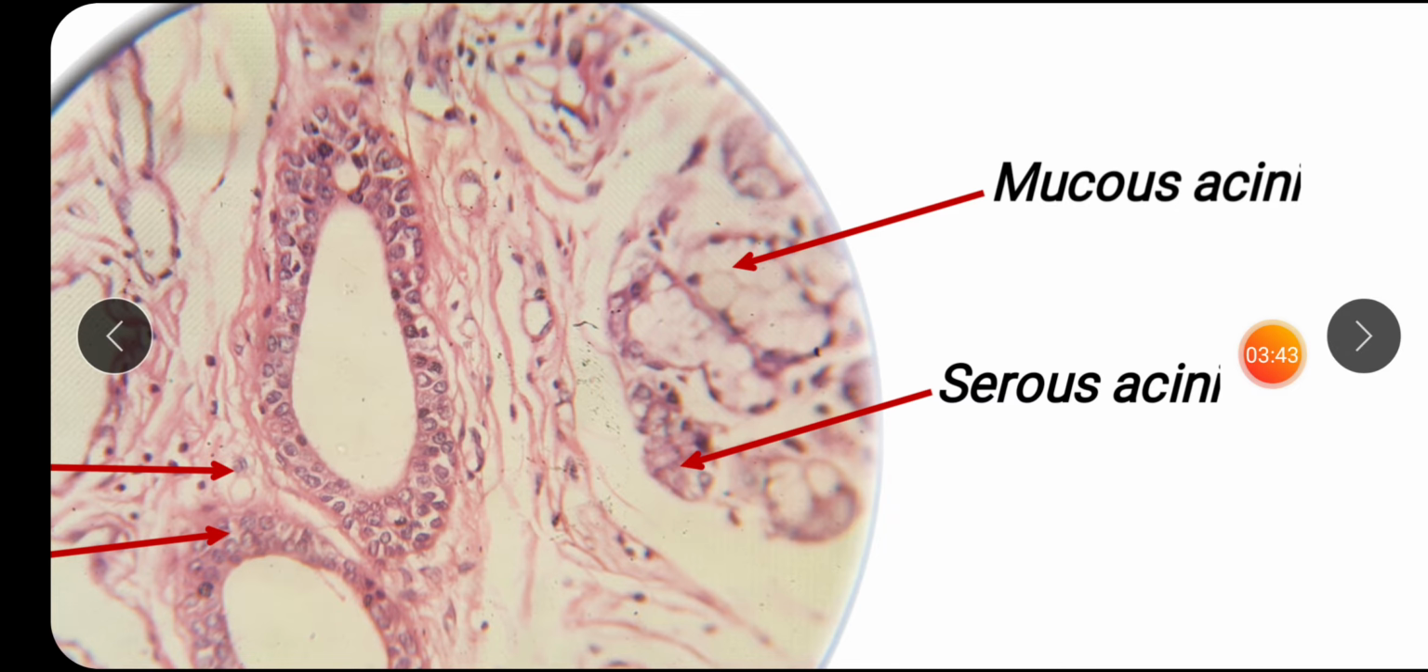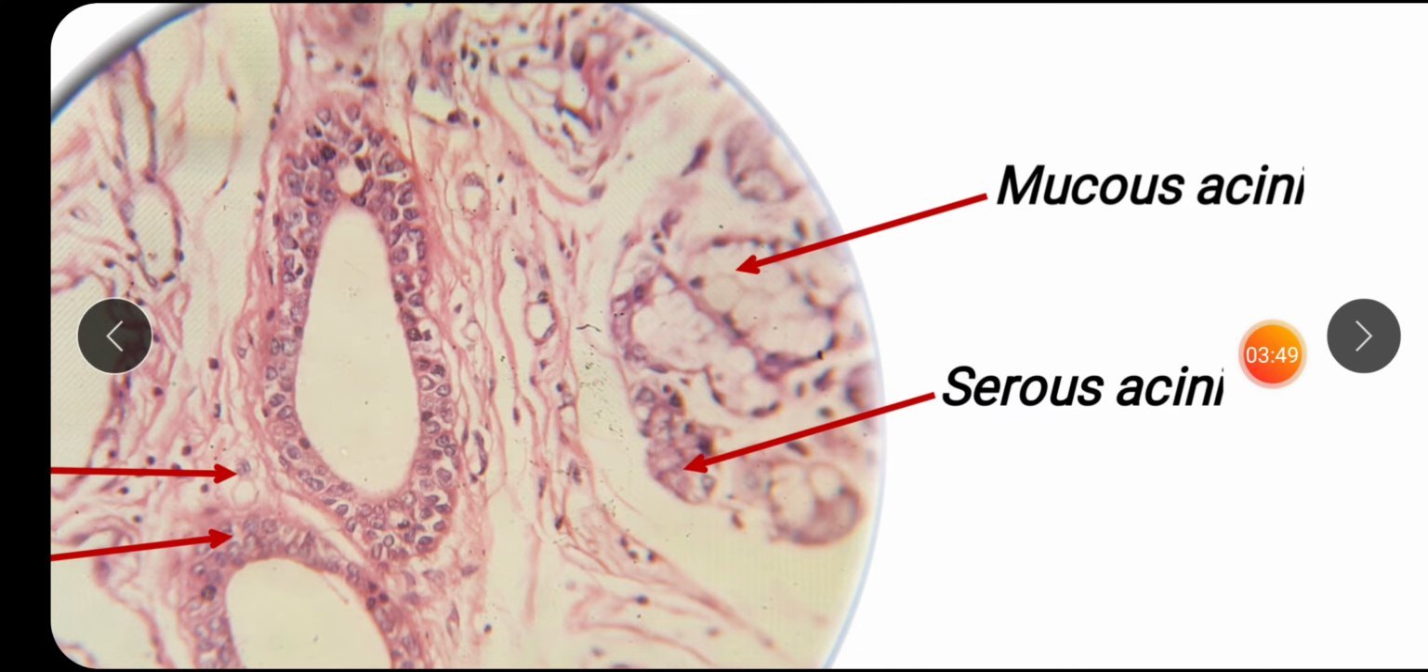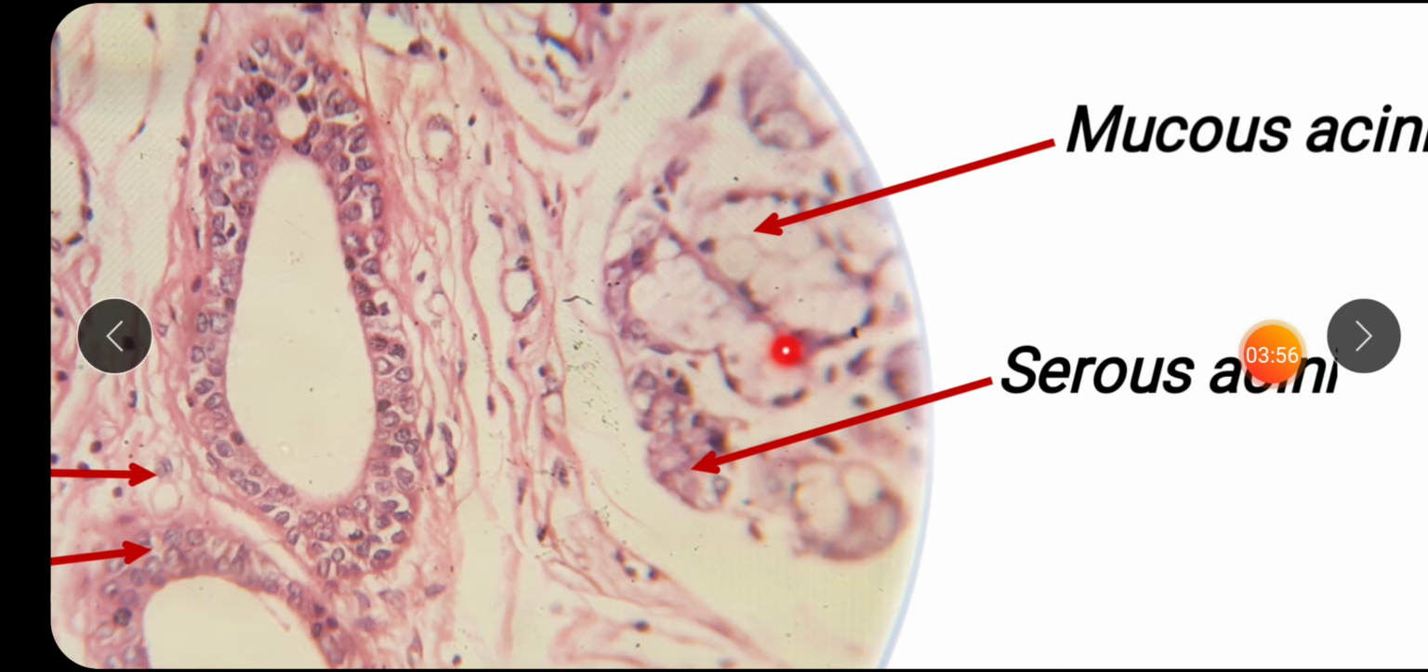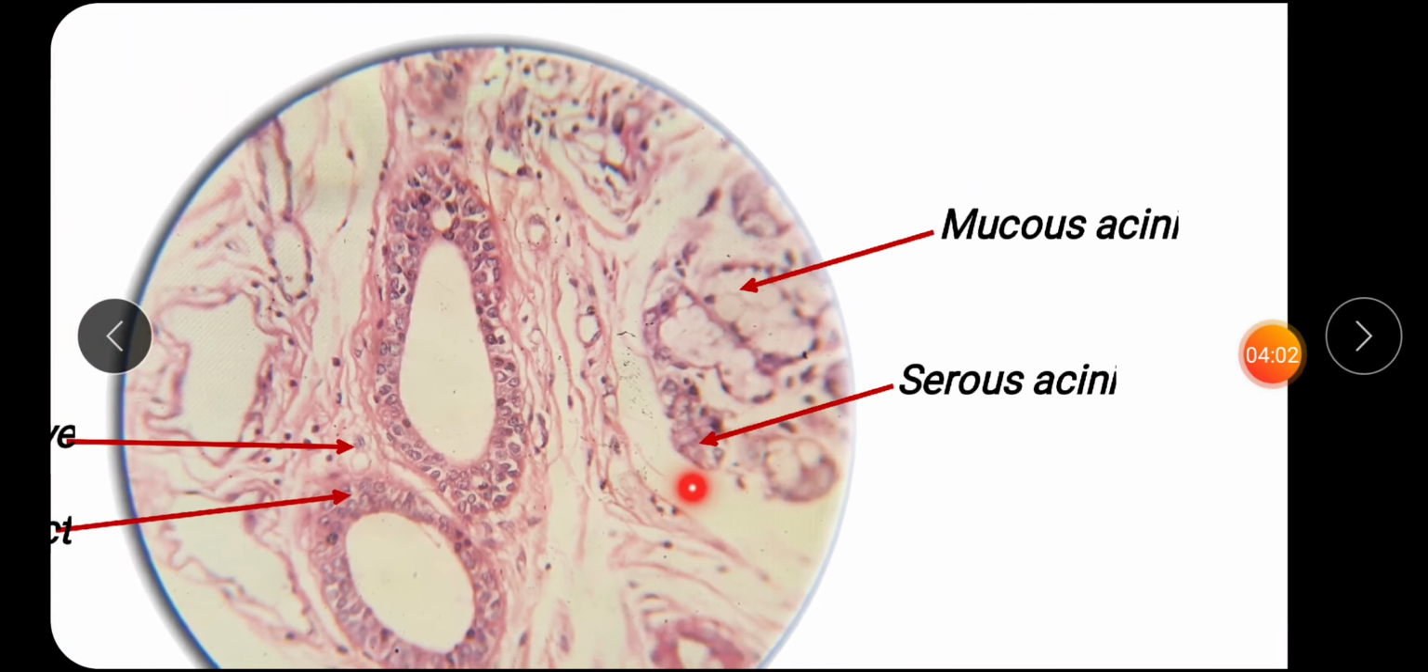As far as other differences regarding the nucleus of these cells, you can see in this mucus acini the nuclei are towards the basal lamina and they are flat, while in the serous acini the nuclei are situated nearer the base of the cell, but they are round in shape.